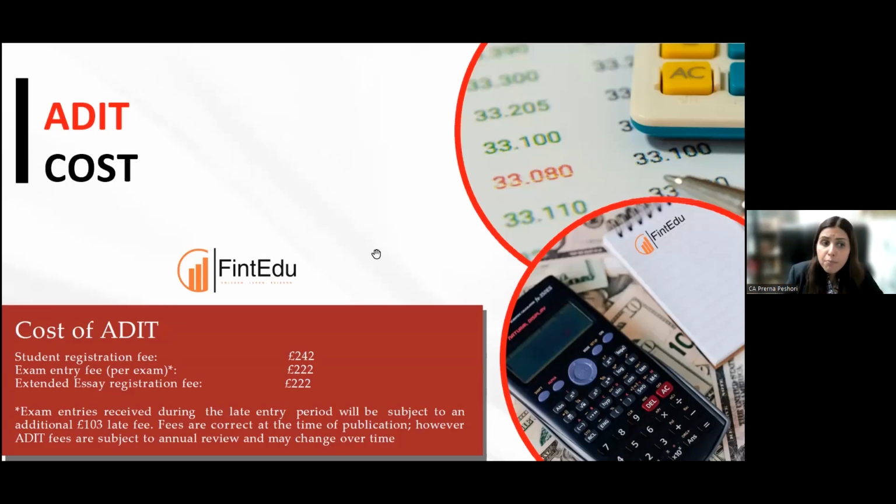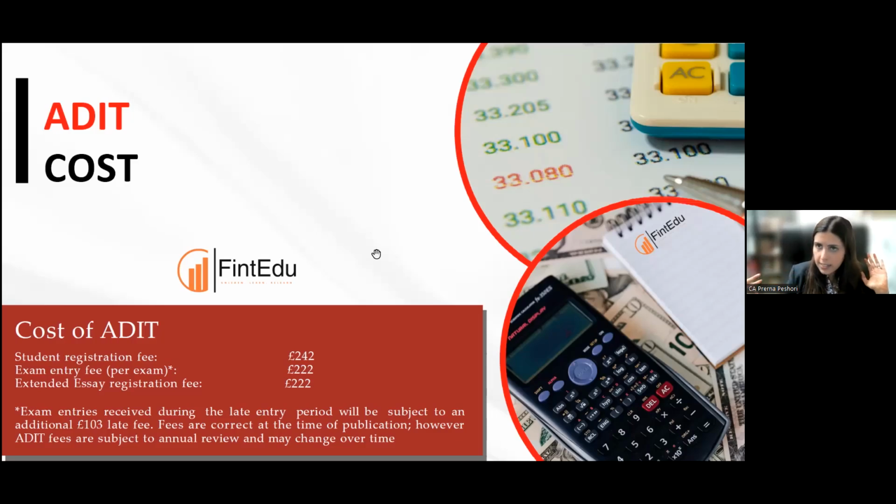Then you have a per exam entry fee. For example, if I'm sitting for the PIT paper in December, I will have to pay £222 for PIT. In case I clear PIT and I'm appearing for transfer pricing in June, I have to again pay £222. Even if I do not clear PIT and I have to reappear for PIT, I will have to again pay £222. So it's a per exam fee that I have to pay.